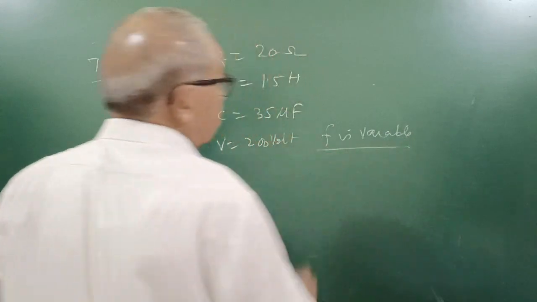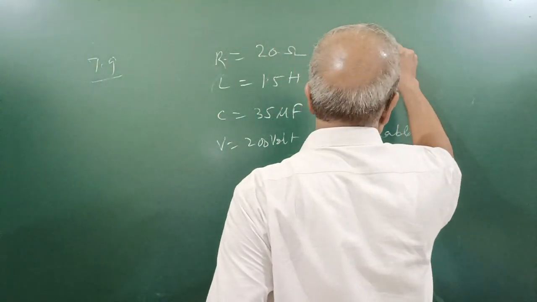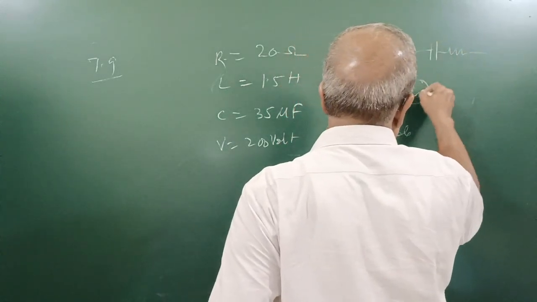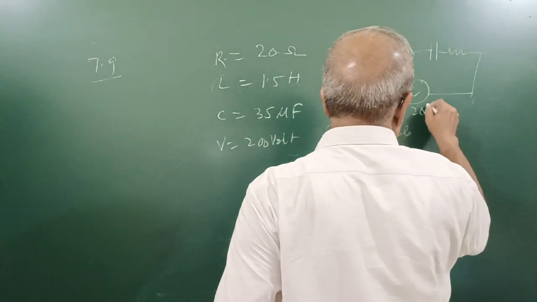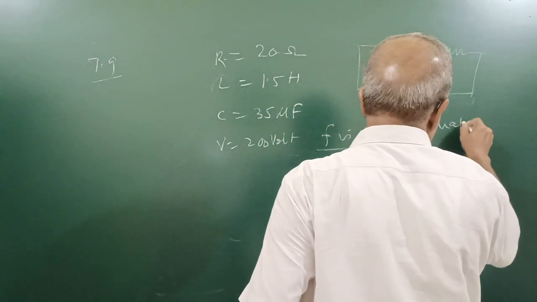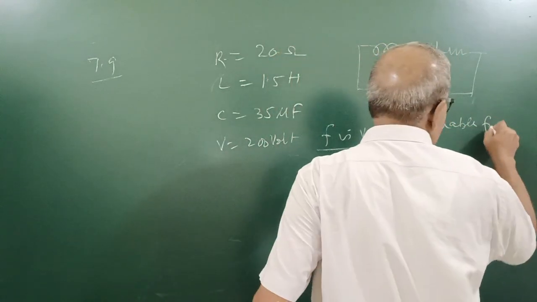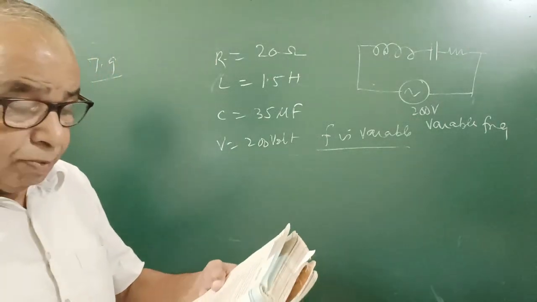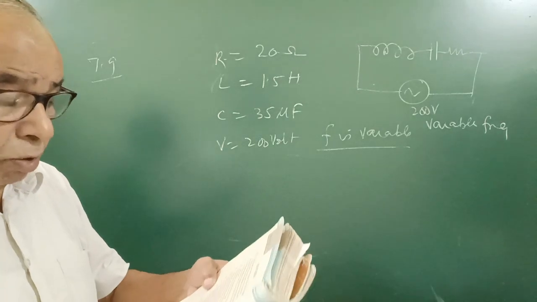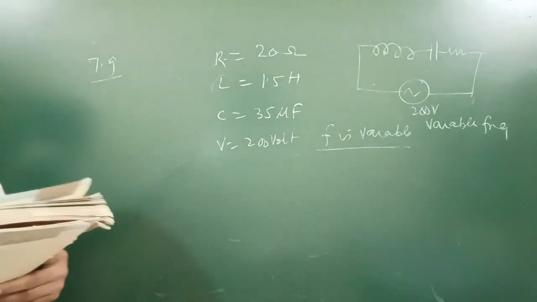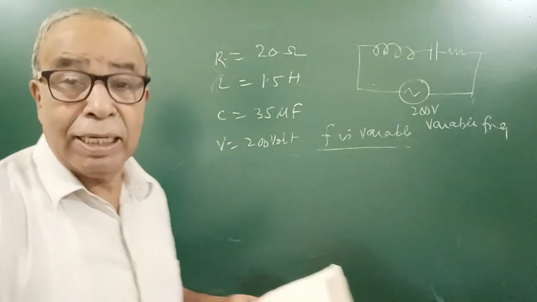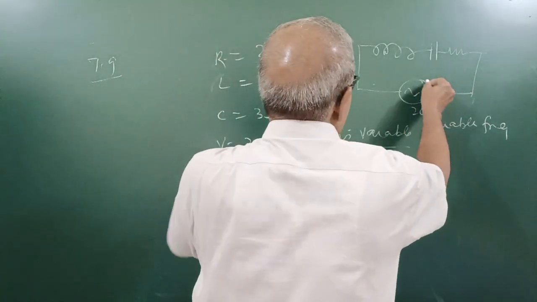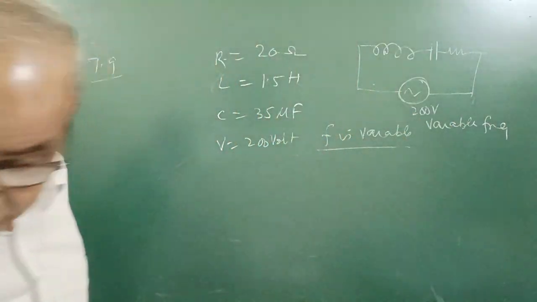We can change it. Actually, you can think like this. It is an inductor, capacitor, resistor, all in series, and here the source is of variable frequency, 200 volt, variable frequency. Frequency is not fixed. So you are asked here, when the frequency of the supply equals the natural frequency of the circuit, what is the average power transferred in one complete cycle? We say that when the frequency of the source is equal to the natural frequency of the circuit. What is the natural frequency of the circuit?